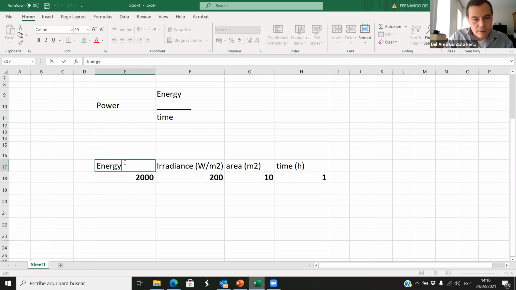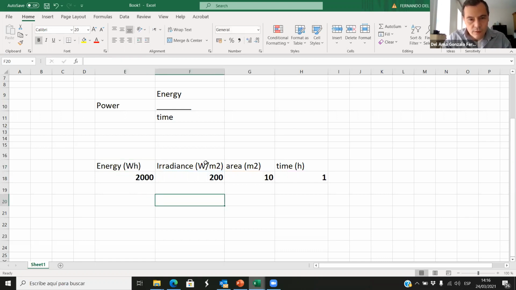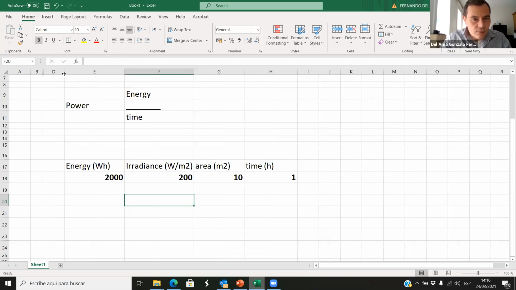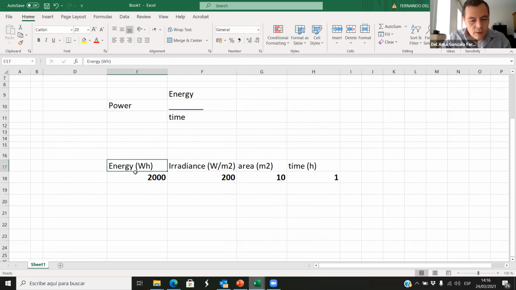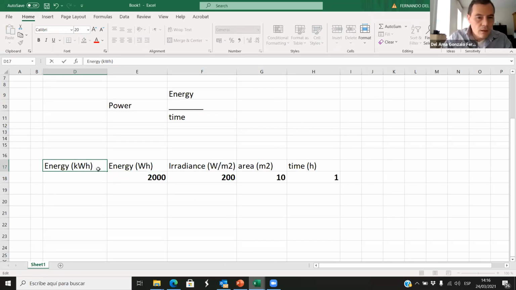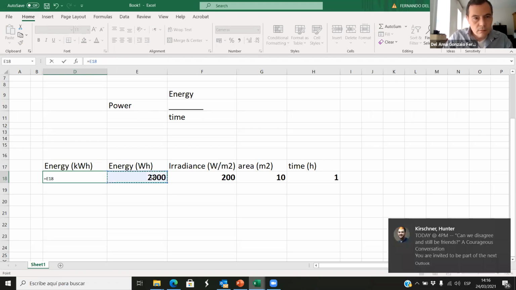But these units are watts hour, because this is watts, square meter, and hour. Okay, so this is watts hour. If we want to turn this into kilowatt hours, we have to divide this by 1,000.